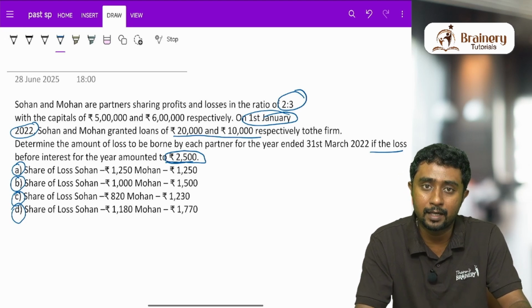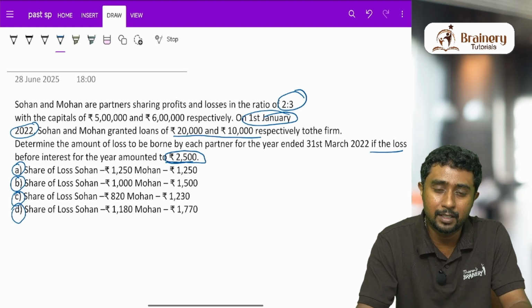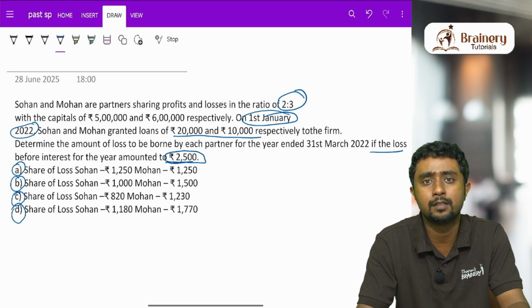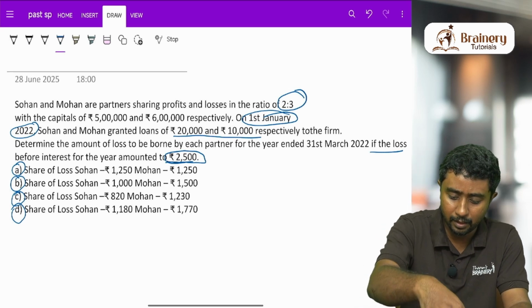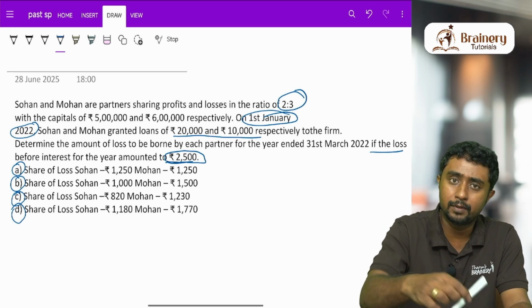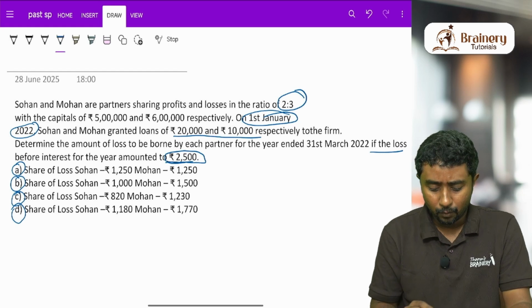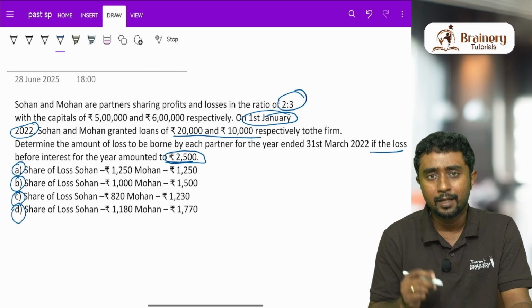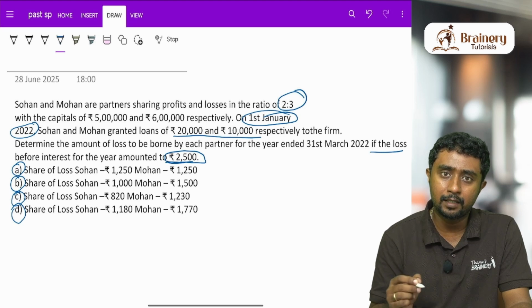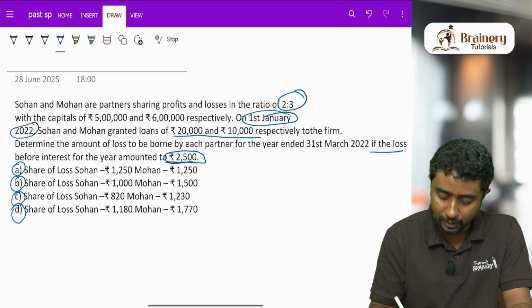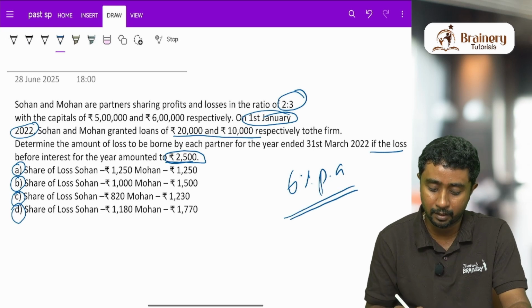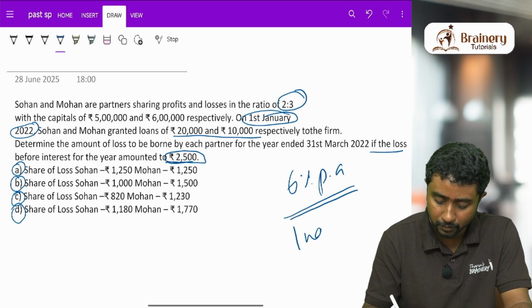When it comes to charges, one of the common charges that you can see in partnership is interest on partner's loan. In the beginning of the chapter you must have studied one particular rule: if any partner is giving a loan to the business, that loan is entitled to receive interest of at least 6% per annum. According to what? According to the Indian Partnership Act.